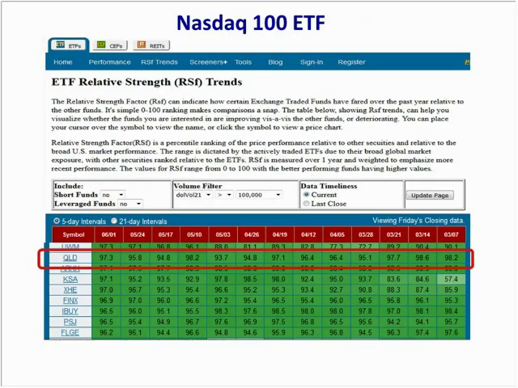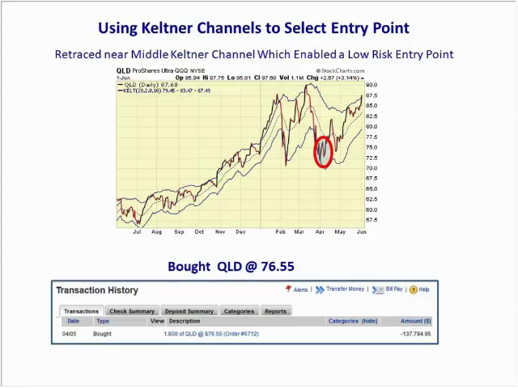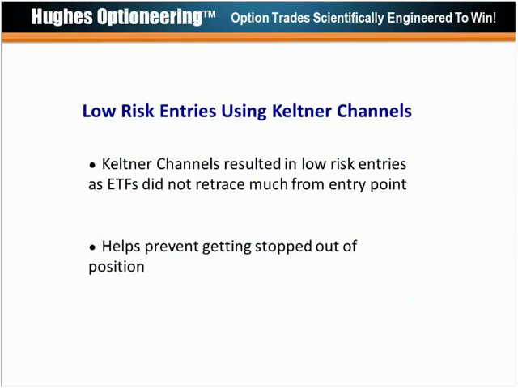Here's one more example. This is for QLD. This is the NASDAQ 100 index. Again, in a strong price uptrend. A lot of volatility a few months ago. We waited till it was trading near the lower Keltner channel, and then we bought 1,800 shares at 76, and this one's trading around 90 right now. So these examples demonstrate how the Keltner channels allowed us to get low-risk entries as the ETFs didn't retrace much from our entry point. So when you get a lower risk entry point, that helps you from being stopped out of your position.